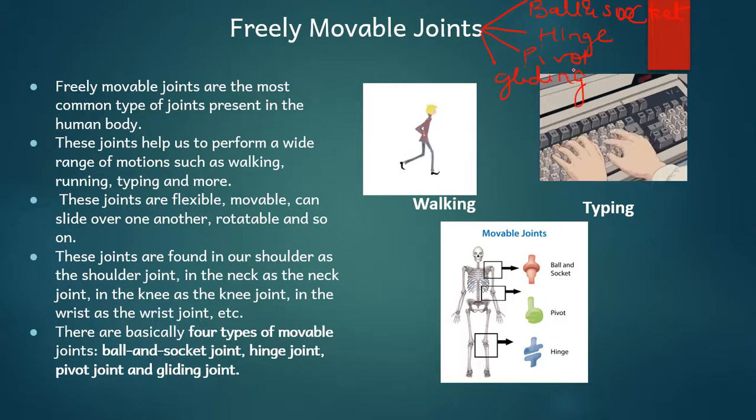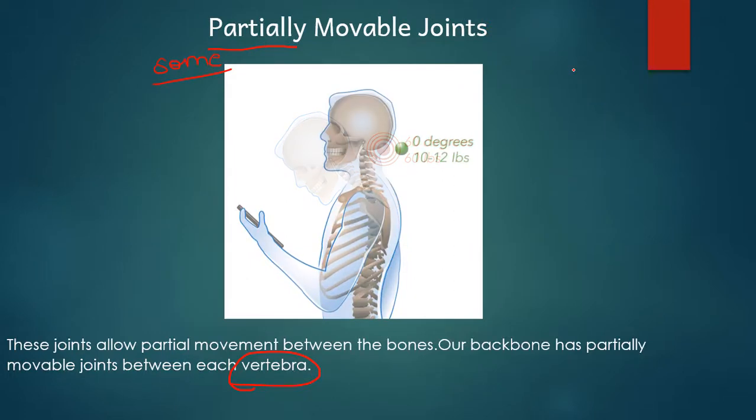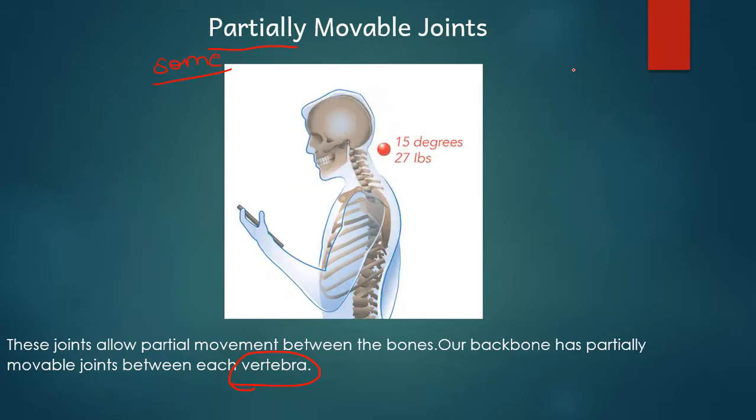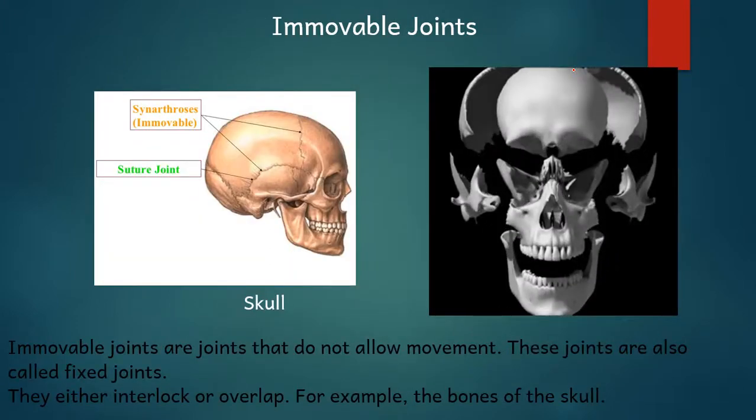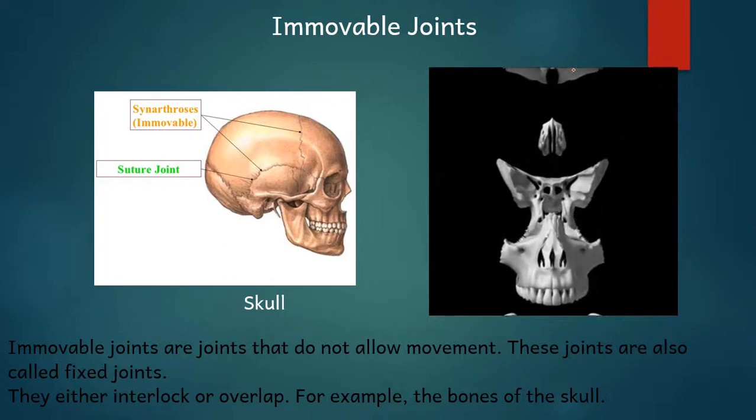Why are these freely movable joints present in the human body? To allow movement in a wide range of motions which are important for humans, for the different activities to be performed by humans. We will discuss all this in detail. For the time being, you have to remember the examples of partially movable joint, that is, it is present between the bones of the vertebrae, and immovable joint, that is present in your skull.